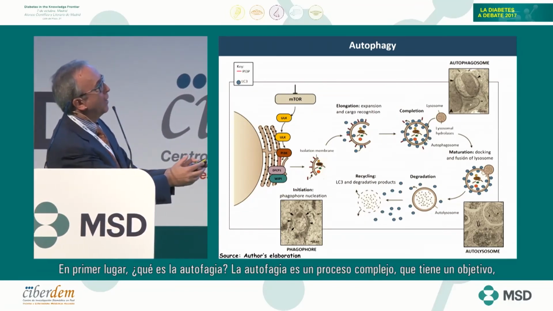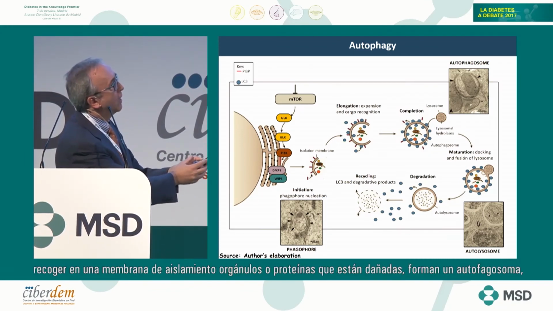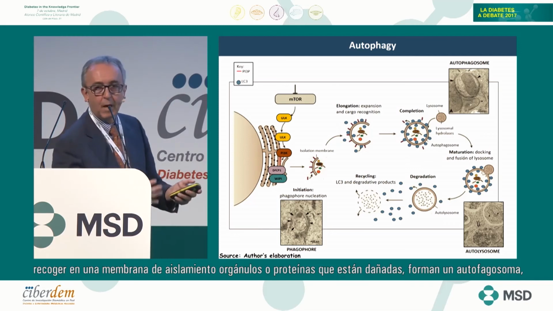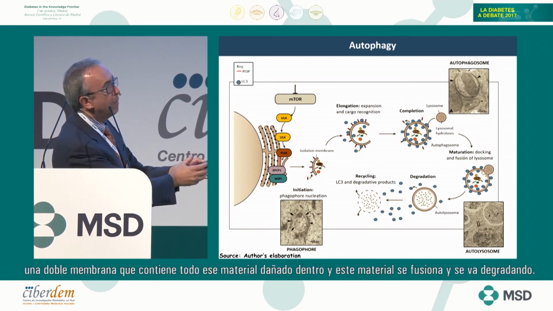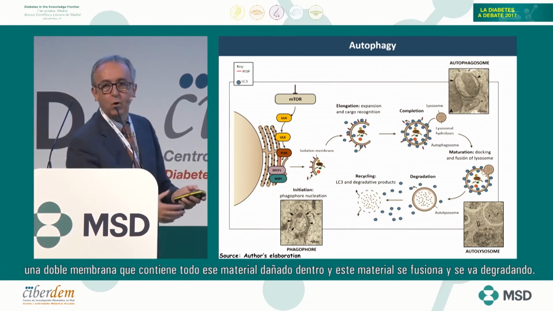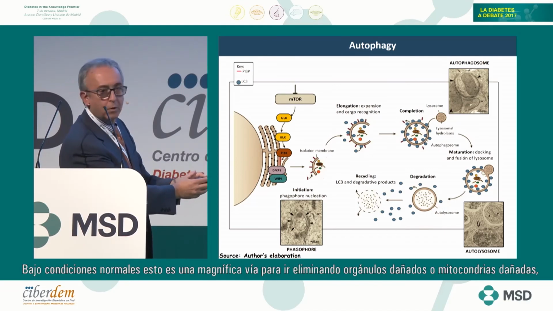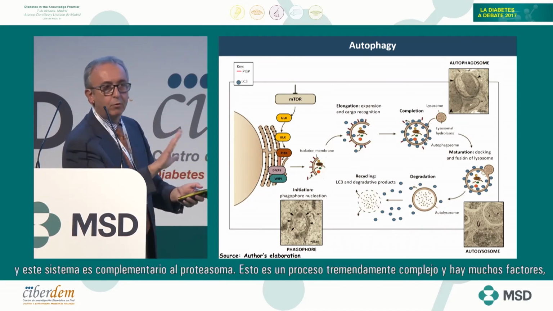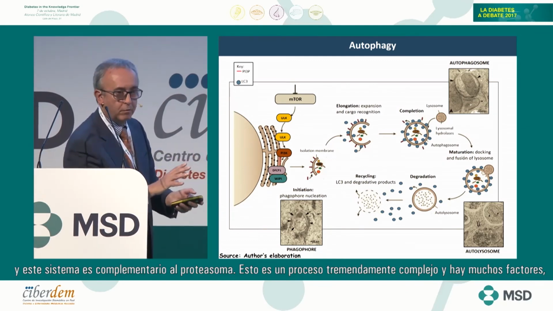Autophagy is a complex process which has as an objective to collect, in an isolation membrane, organelles or proteins which are damaged. They form an autophagosome, a double membrane containing all this damaged material inside, and this material is fused to lysosomes and gets degraded. So under normal conditions, this is a fantastic way to get rid of damaged organelles or damaged mitochondria. And this system is complementary to the proteasome. This is an extremely complex process, and there are many factors.